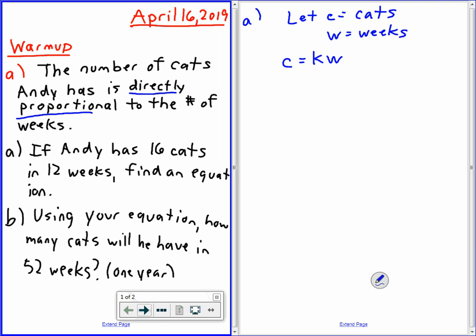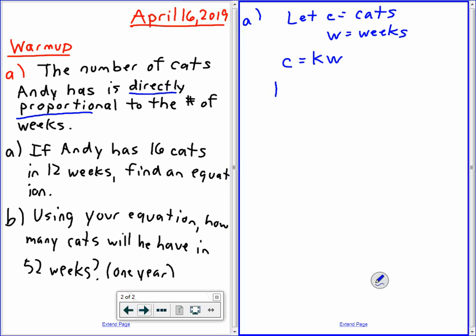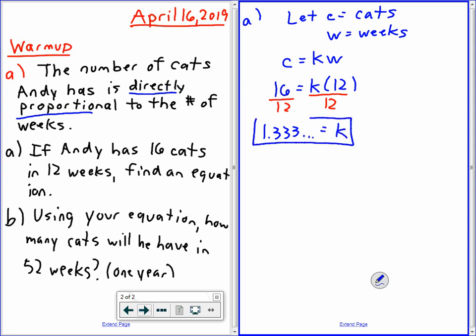Okay, so we're learning here, it says Andy has 16 cats in 12 weeks. Find an equation. So I'm going to say my cats is 16, my K is still my K, and my weeks is going to be 12. To isolate for K, of course, we're going to divide by 12. And if I'm going too quick, please, Mrs. Kelly, stop me. I think, doing this in my head, that's 4/3, which is 1.333 forever. Therefore, my equation is now C equals 1.333 K. So that's the equation we're going to use for part B.